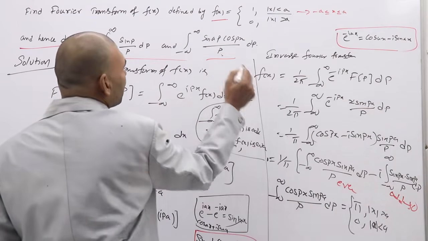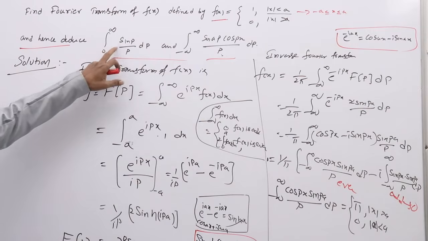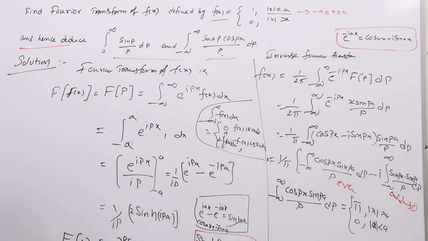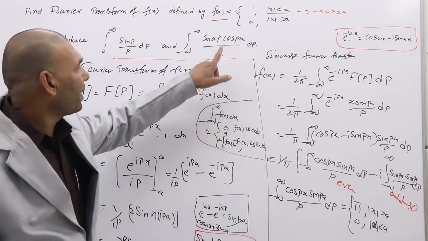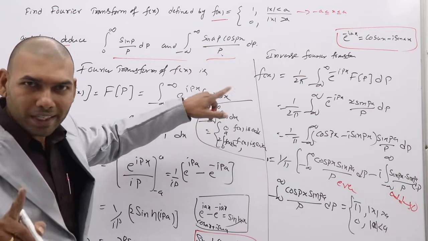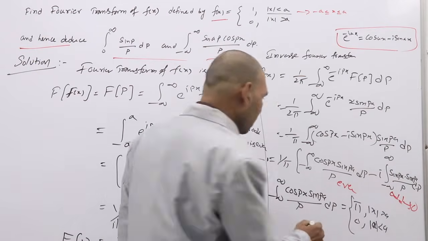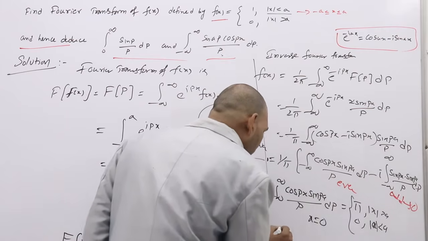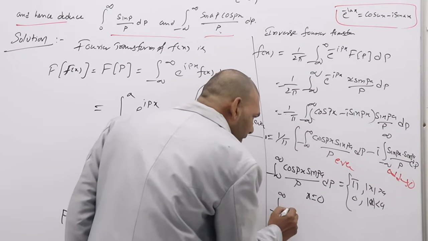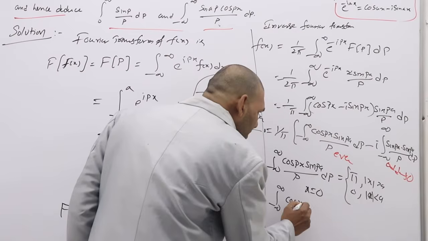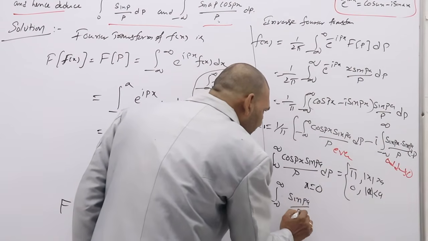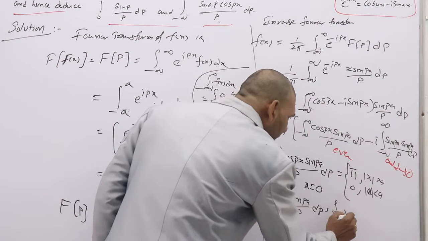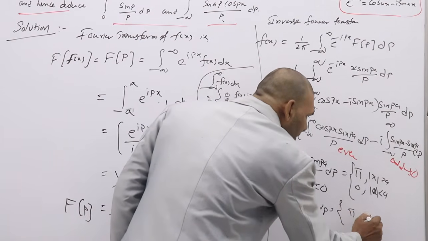This is this part, this value. Next we need to find integral 0 to infinity sin p by p dp. To find sin p by p dp, this cos should be 1. When cos becomes 1, if you write 0 in the place of x, cos 0 is 1. So if you keep x as 0, then what happens? Integral minus infinity to infinity, cos becomes 1, sin pa by p dp equal to this value, pi. Okay.